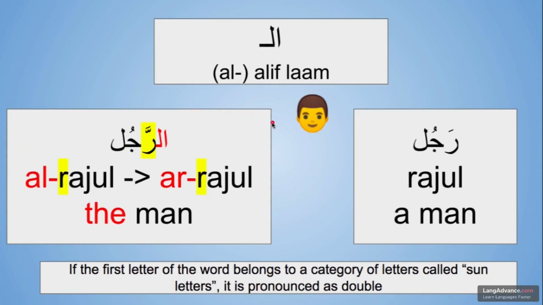letters. For example, the word rajul, which means a man. When we say the man, it should be al-rajul, but due to a phonological rule in Arabic, al-rajul becomes ar-rajul. So it's still alif lam in writing, but when we're saying it, the sound lam disappears and it becomes a double of the first letter of the word. So it becomes ar-rajul. This phenomenon is known as sun letters and moon letters.